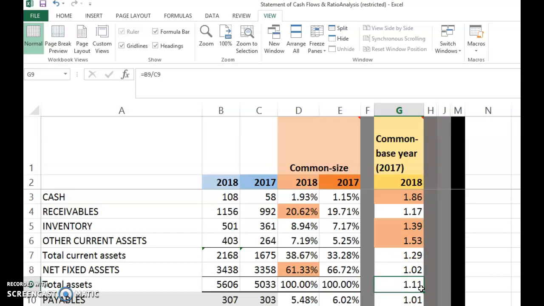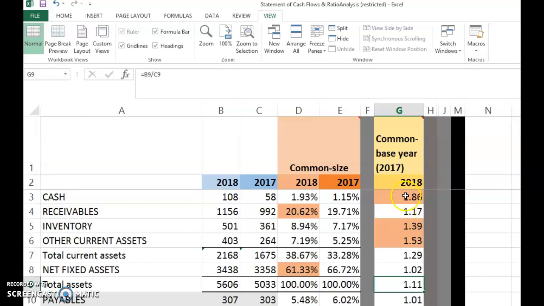So it indicates that total assets for the year 2018 has increased by 0.11. That means 11%. It has increased by 11% compared to the base year, which is 2017. The amount was 5033. So 5606 is actually an 11% increase based on the base year, 5033. That is why these are all positive, and this is the average increase in the asset value, which is 11%.